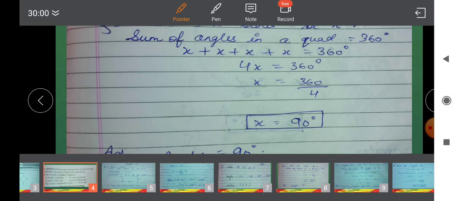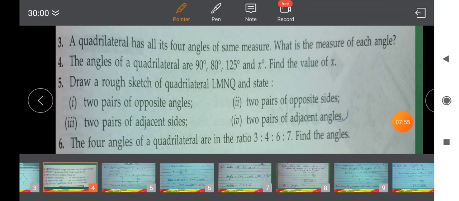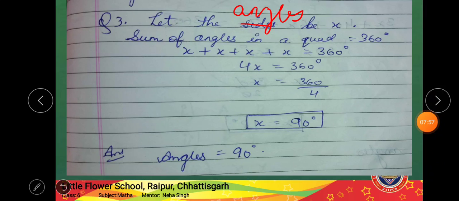What is given? 4 angles of same measure. What is the measure of each angle? See, so here we'll take, let all the angles be x. So obviously we know that the sum of all the angles in a quadrilateral will be how much? 360 degree, right? The sum of the angles will be 360 degree.